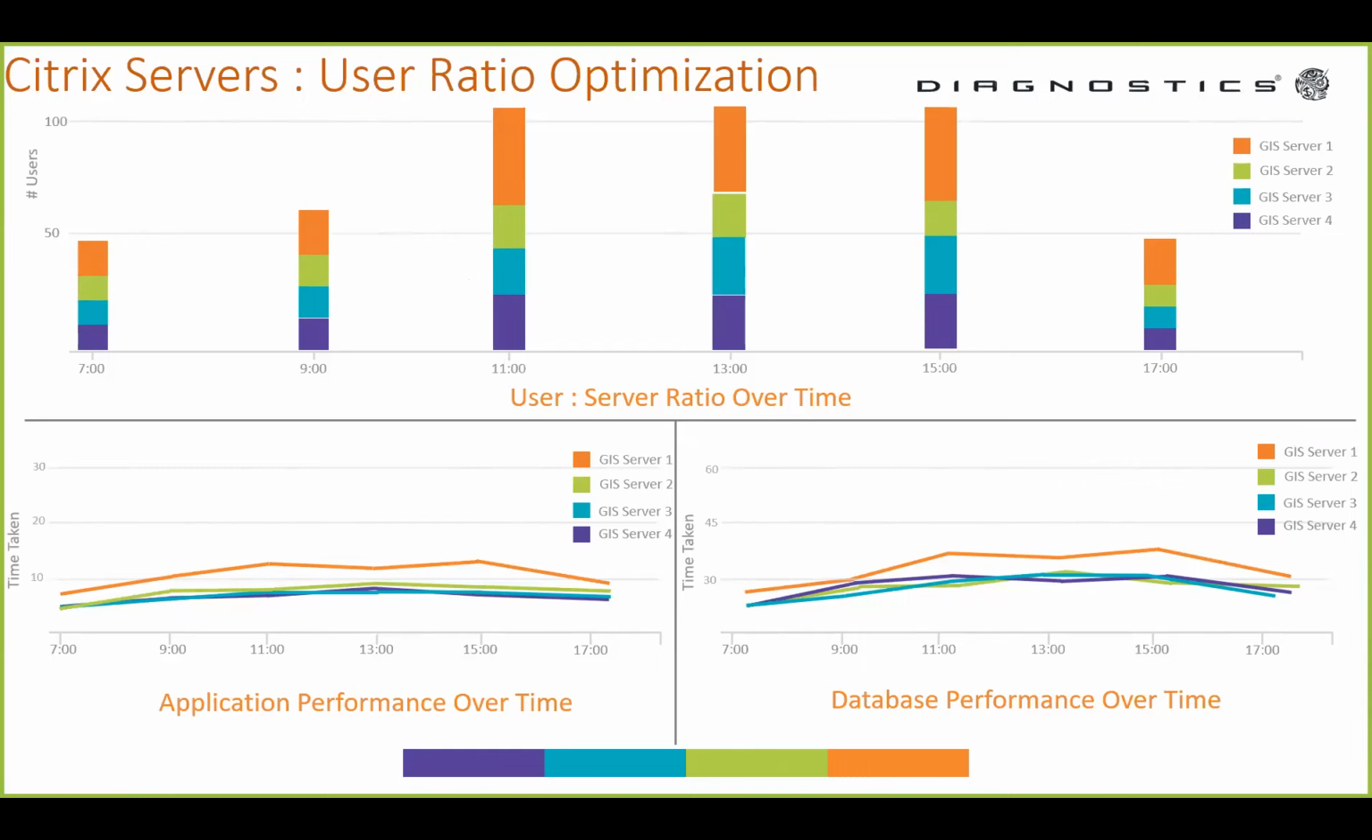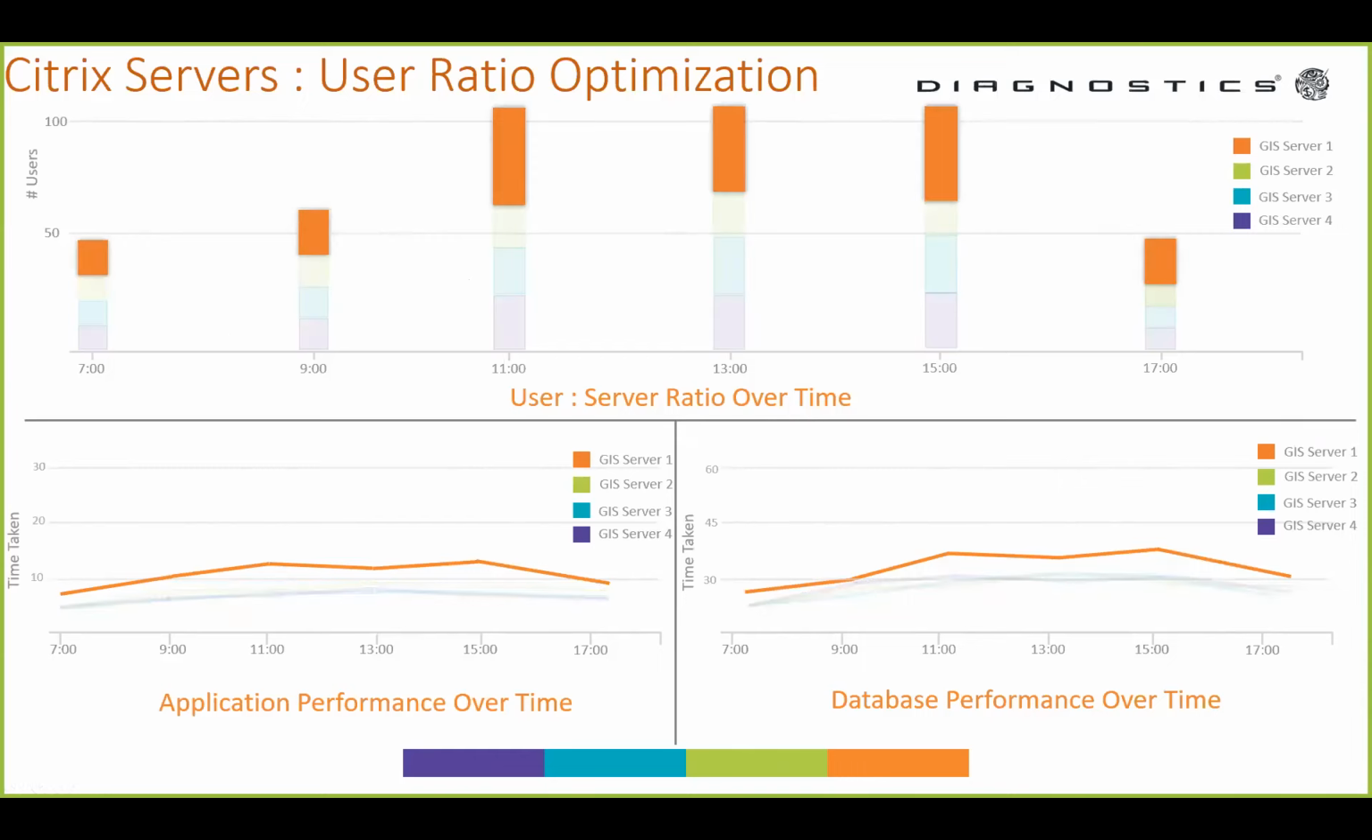Say, for example, if I were to look at server number 4, you can see that around 11 a.m. there has been a spike or surge in the number of users logging in. Almost instantly, you can see that the performance of Smallworld as well as that of the database has dropped. This is the time taken, so here it has shot up.